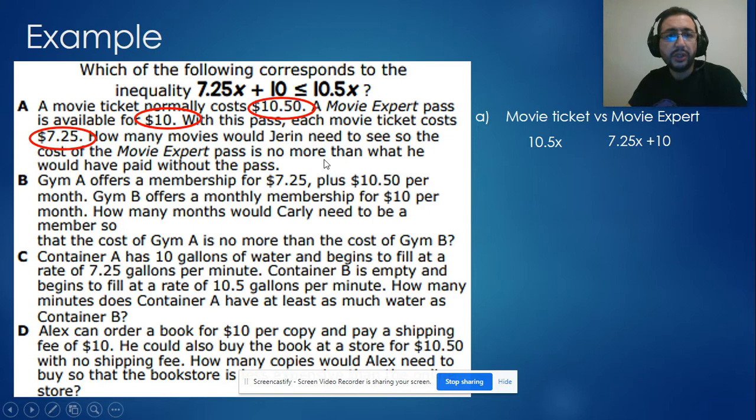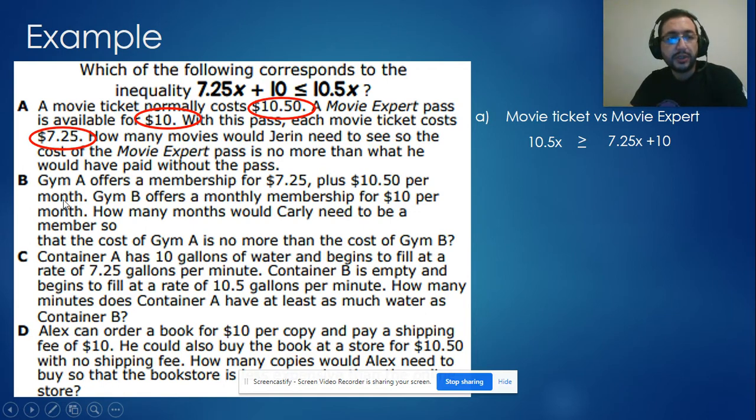For the inequality, we look at the question. Expert pass, no more. So the expert pass will be less than or equal to the regular movie ticket in order to be true.